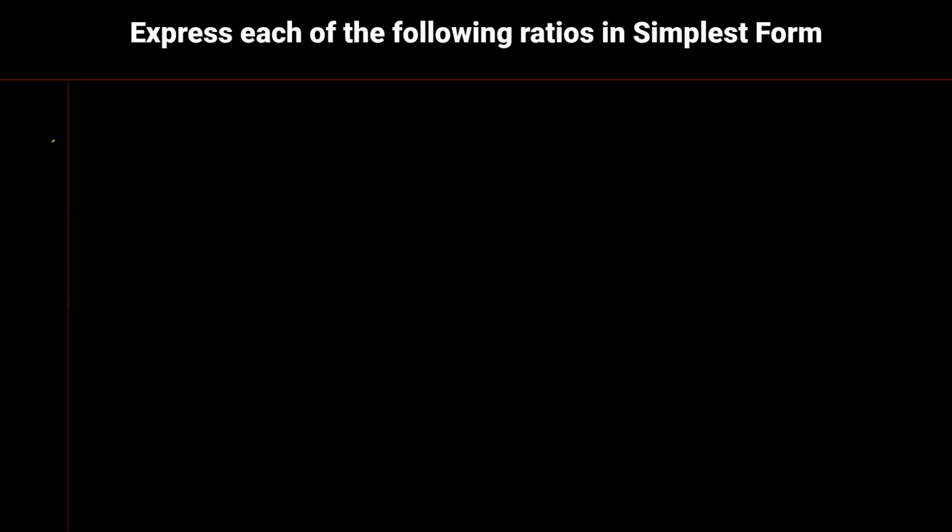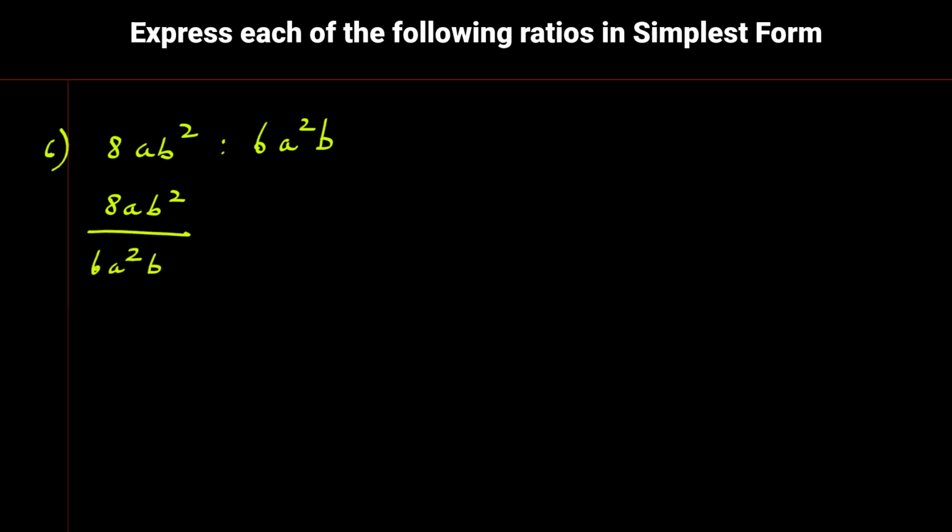The last sum in the first question we have is 8ab squared is to 6a squared b. Okay, look, the terms are different. One is ab squared and the other is a squared b. Now, what are we supposed to do? So 8ab squared divided by 6a squared b. Okay, the common factor that divides both the numerator and the denominator, we all know it is 2. So you can reduce it here. So 2 4s are 8, 2 3s are 6.